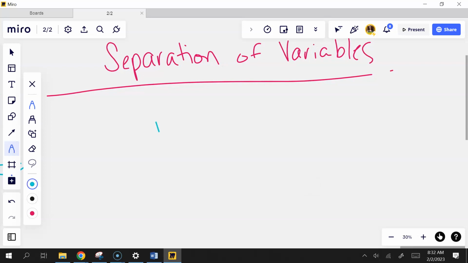All right, let's recap. We're going back to solving differential equations. Found a good one.